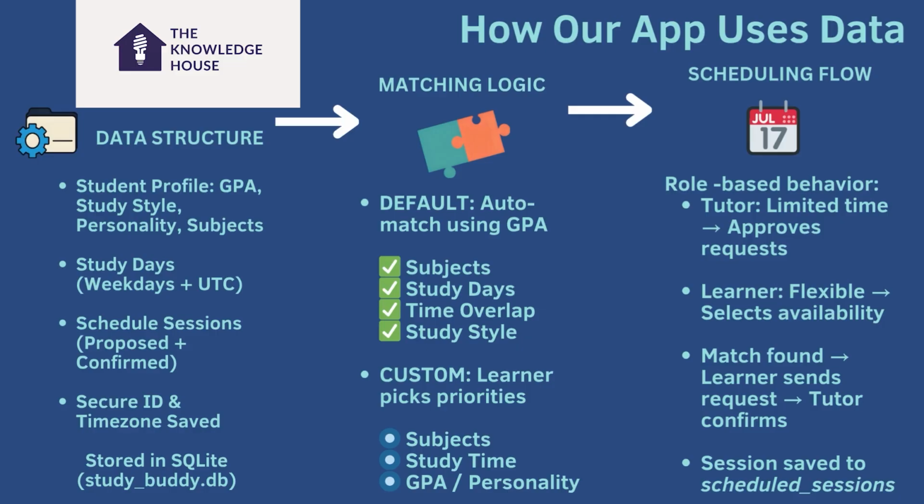You get a point per shared subject, a point for having at least two shared days, as well as a point for 60 minutes of overlap. You also get a point each for matching styles, GPA goals, and personality. The top three tutor matches are returned based on their scores. On the right is our scheduling logic. Since tutors often have limited time, the tutees will initiate the request based on shared availability, and then the tutors can accept or decline.